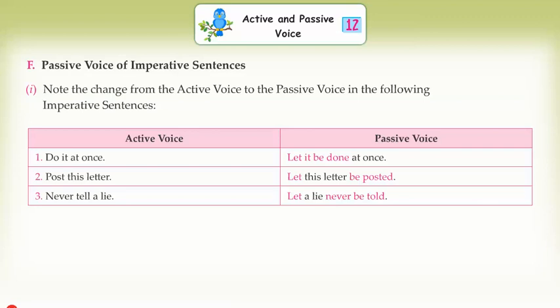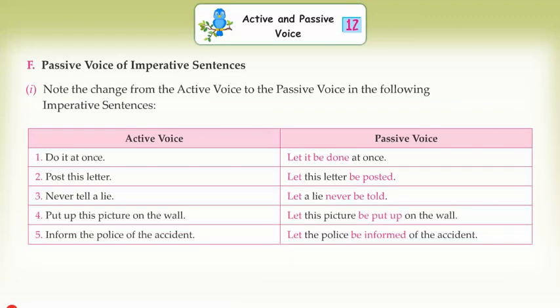3. Never tell a lie. Let a lie never be told. 4. Put up this picture on the wall. Let this picture be put up on the wall. 5. Inform the police of the accident. Let the police be informed of the accident.